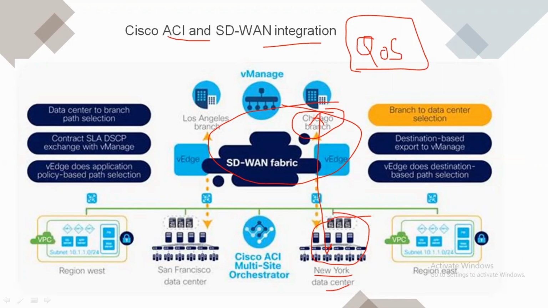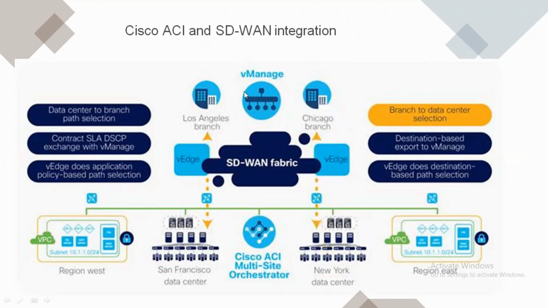Okay. And I never got a chance to work on this integration, as I said, right? Because most customers don't want to integrate this, they want to manage the SD-WAN fabric separately from ACI. But yes, Cisco is slowly moving towards this integration, I think.